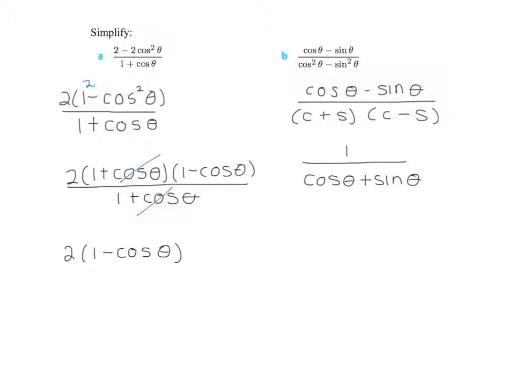Next question. We have cosine of theta minus sine of theta all over cosine squared theta minus sine squared theta. The bottom could be factored as cosine theta plus sine of theta, and cosine theta minus sine of theta. So then the ones with the minus will cancel out. You're left with 1 over cosine theta plus sine of theta.